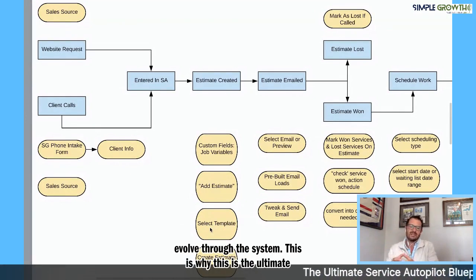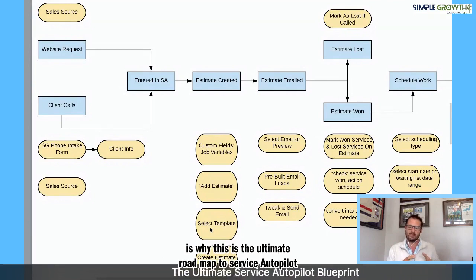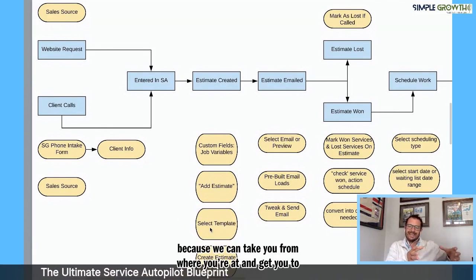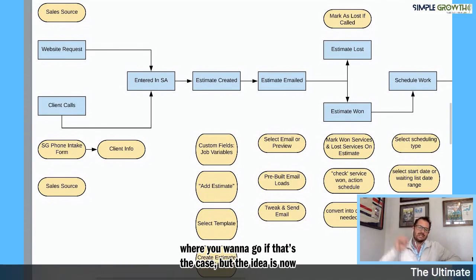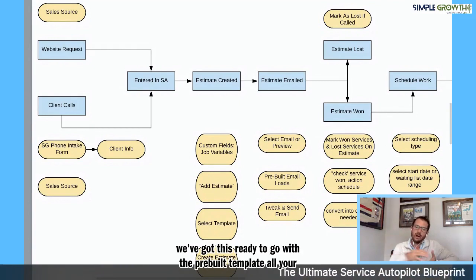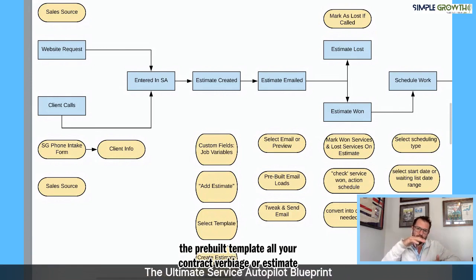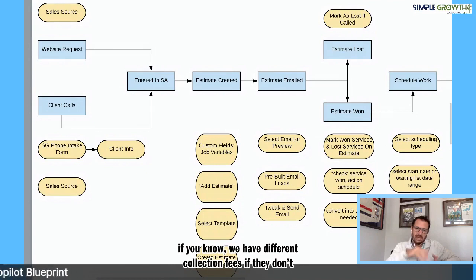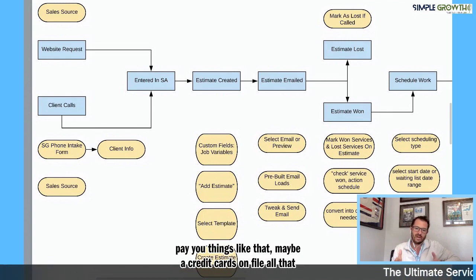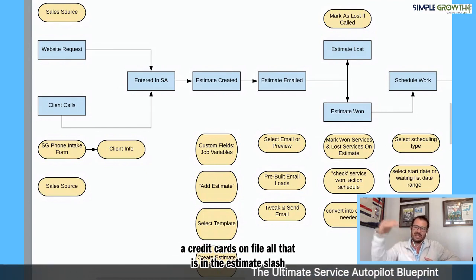So this is why this is the ultimate roadmap to Service Autopilot, because we can take you from where you're at and get you to where you want to go if that's the case. But the idea is now we've got this estimate ready to go with a pre-built template. All your contract verbiage or estimate verbiage is in there, as far as if we have different collection fees if they don't pay you, things like that. Maybe a credit card's recorded on file. All that is in the estimate/contract.